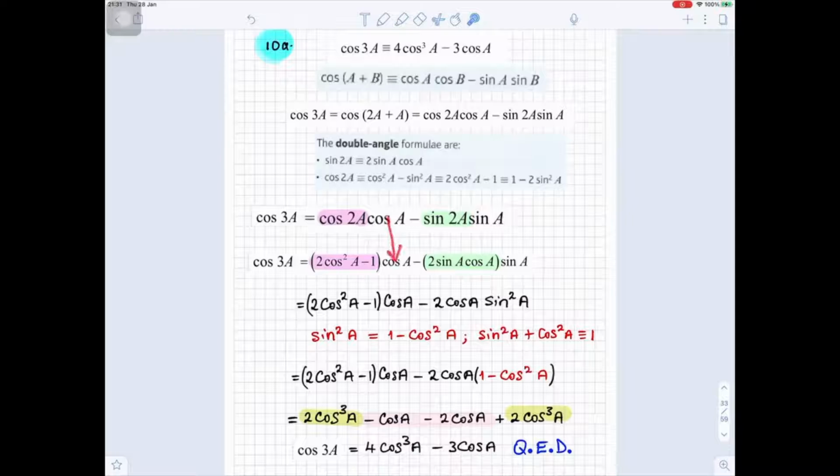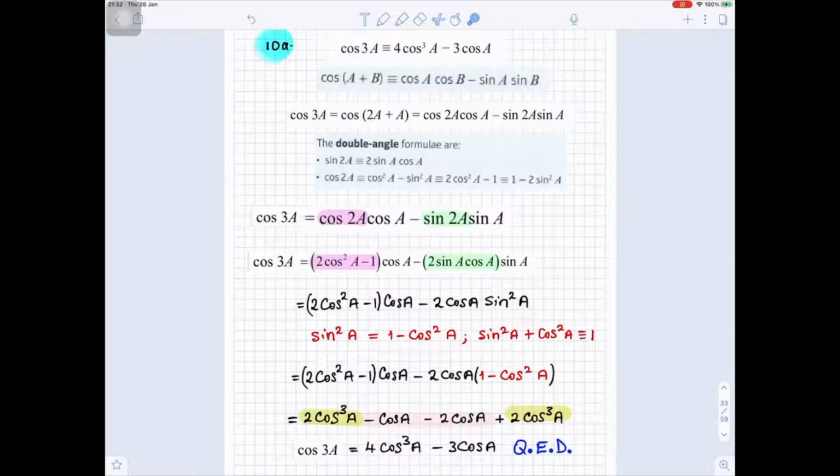And the cos A stays the same. We can change sine 2A to 2 sine A cos A. And the sine A at the end stays the same. So now we have 2 cos squared A minus 1 cos A minus 2 cos A sine squared A. Where did this sine squared come from? We multiply sine A times sine A. That gives us sine squared A. But we know sine squared A is 1 minus cos squared A. So we replace sine squared A with 1 minus cos squared A.